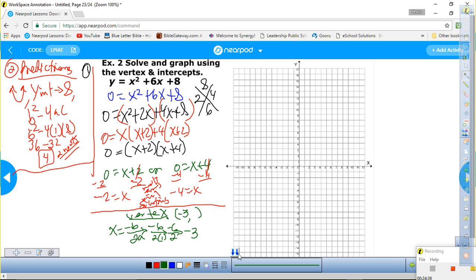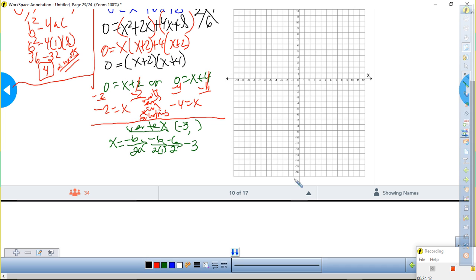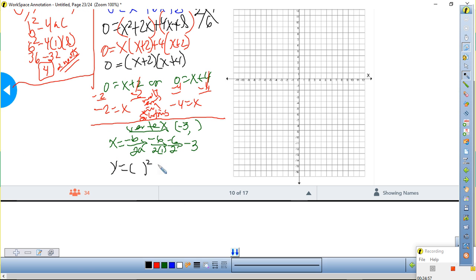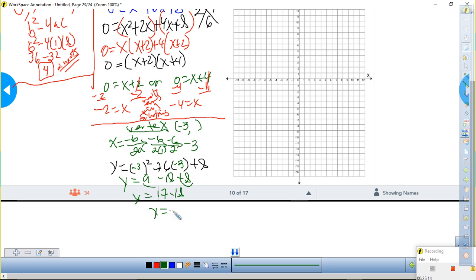Continue, what do I do? We just found the x value for the vertex, so what do I do from there? So y equals parentheses squared. What else was the middle term? 6x. So plus 6 parentheses plus 8, and I substitute the value of negative 3. So that is y equals 9 minus 18 plus 8. Combine like terms, y equals 17 minus 18. y equals negative 1, and that is my vertex. Hands if you got that.